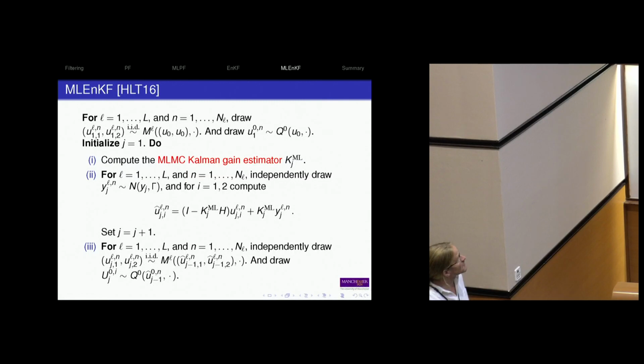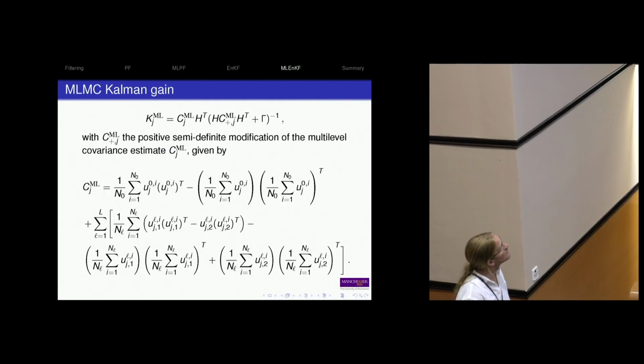We iterate this process, and so the multi-level aspect for the Kalman filter comes in through the estimate of the gain, and the same multi-level gain is used on all levels, all pairs of levels. And so what does the multi-level gain look like? It looks like this. This is just one way that we can get around the fact that this is not positive.